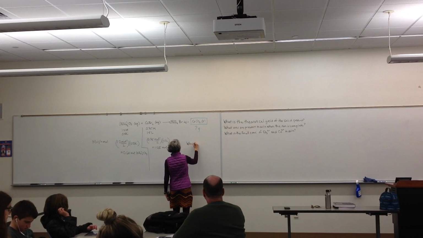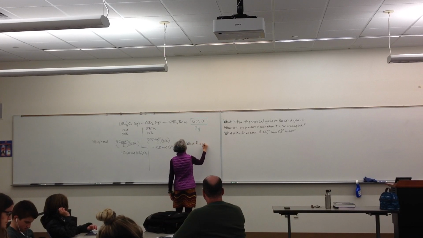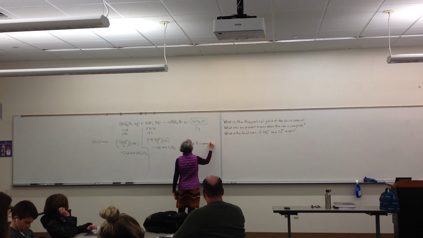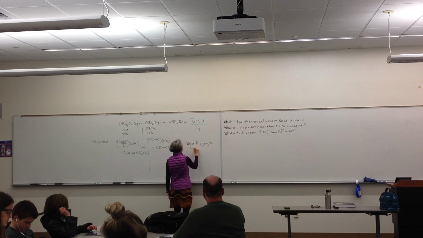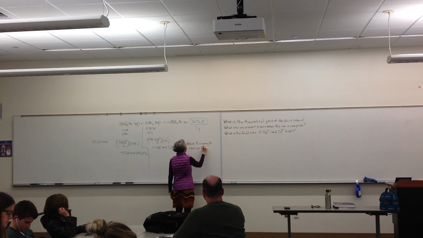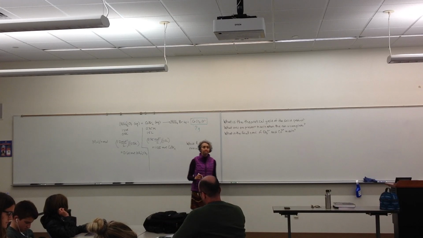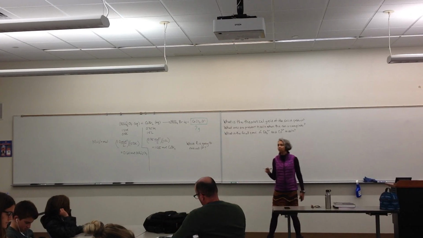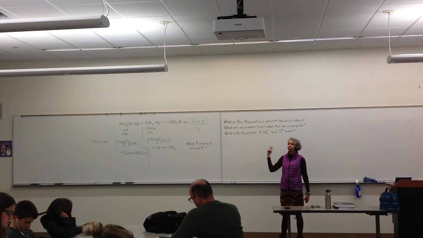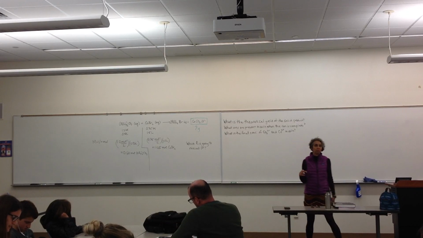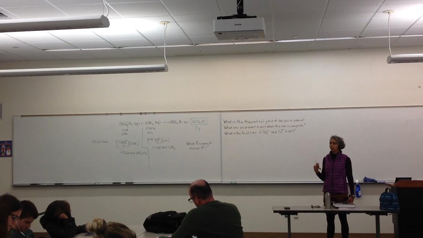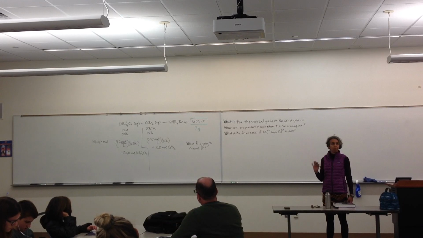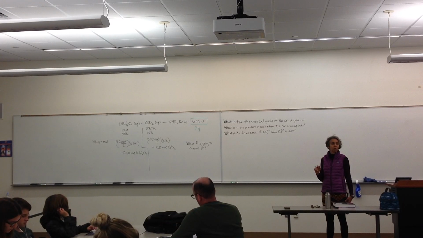Which reactant is going to run out first? That's what we need to figure out, because the one that's going to run out first is going to determine how much product we can make. You buying that general principle in terms of figuring out what's going to run out?